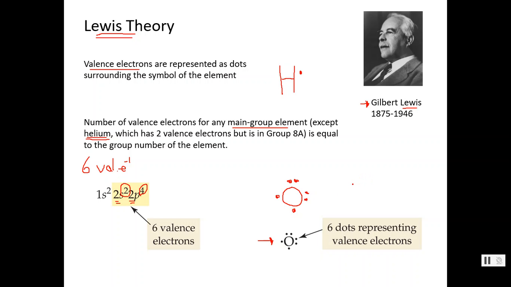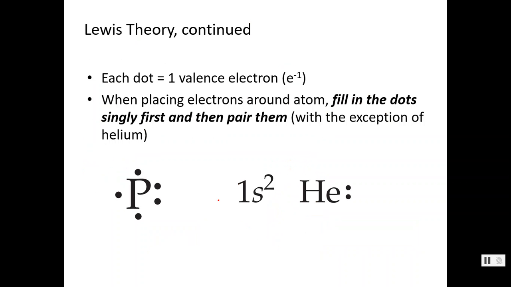So when you place valence electrons around the element, you can think about that element as having 4 sides to it, kind of like a square. And you can only place electrons around that side first singly and then doubly. So basically what I said on the previous slide is said here. Each dot is 1 valence electron. When you place them around the atom, do singly first and then pair them. Helium is the exception.